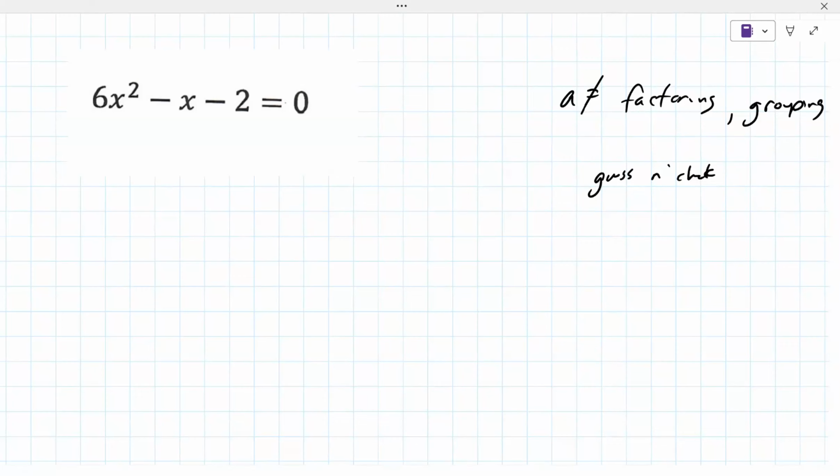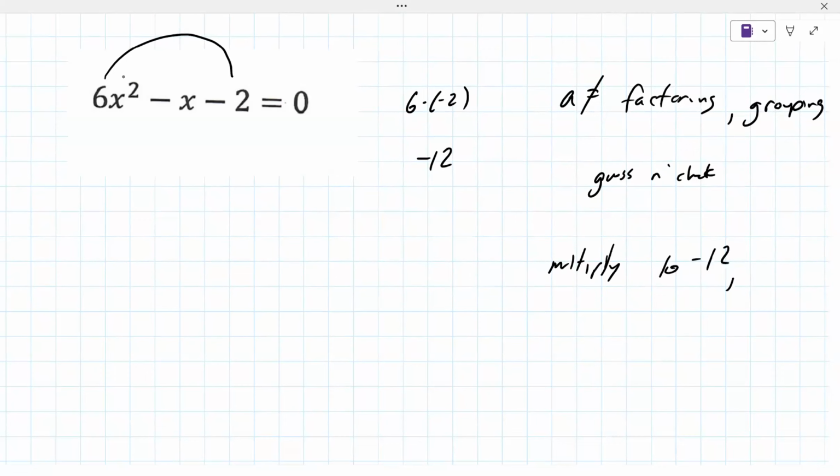The correct way to do this is take the 6 and the -2 and multiply those together, and you get -12. And you're looking for two numbers that multiply to -12 but now add to -1, that middle number there. And this is where you're still guessing to some degree. What multiplies to -12 and adds to -1? So take a minute, see if you can come up with that.